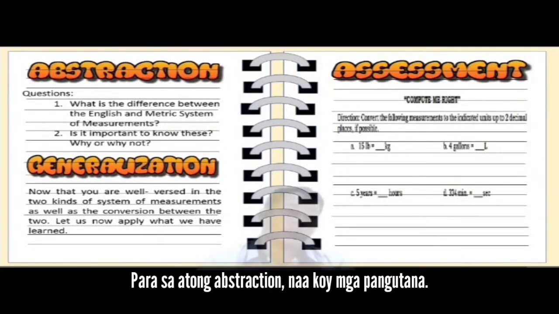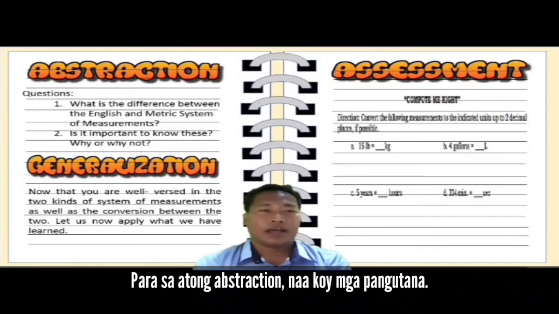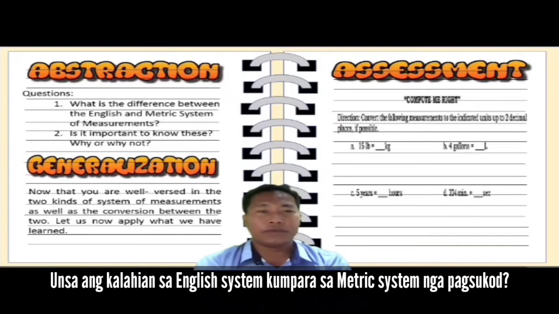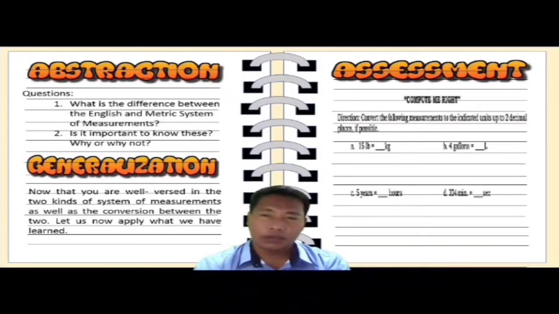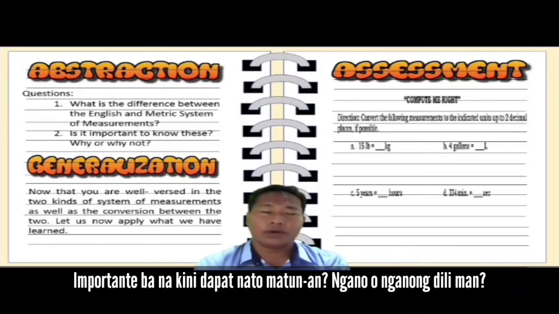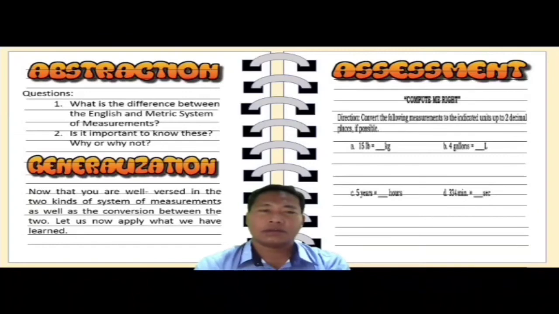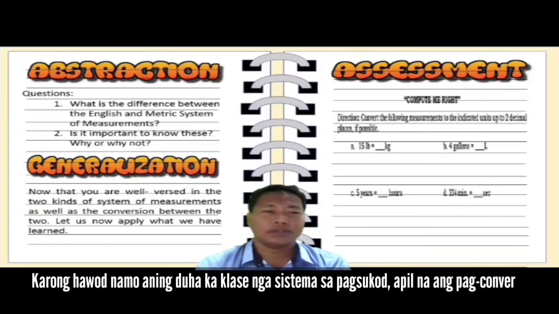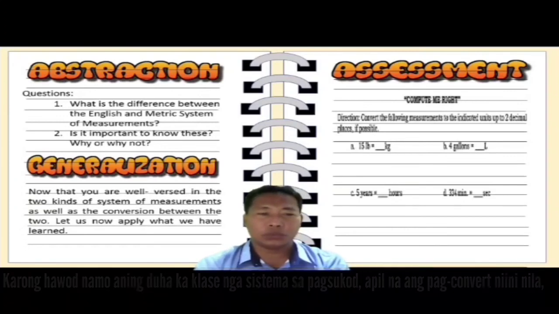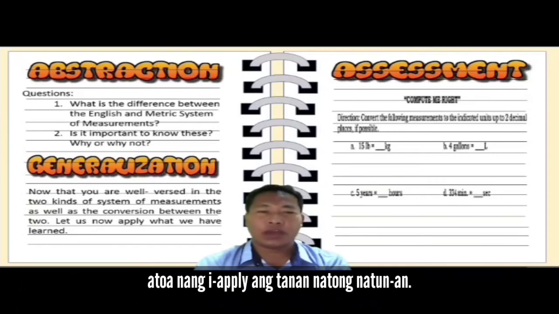As for our abstraction, I'm going to ask you a question. What is the difference between the English and metric system of measurements? Okay, very good. Is it important to know this? Why or why not? Okay, very good. Now that you are well versed in the two kinds of system of measurements as well as the conversion between the two, let us now apply what we have learned.